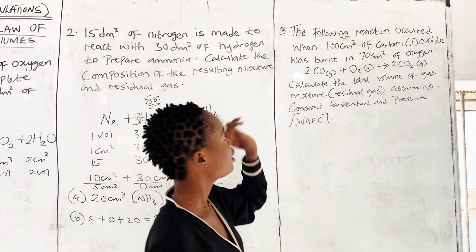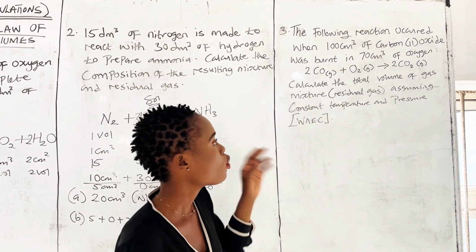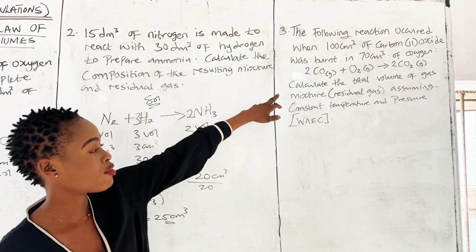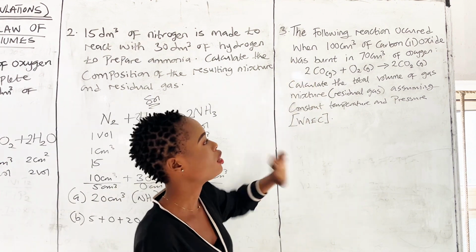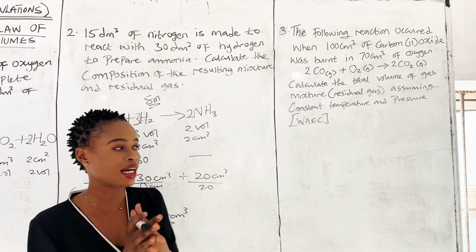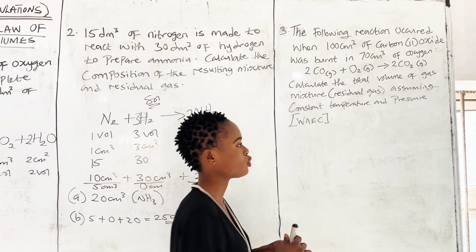But that said, let's take the last question. Last question says the following reaction occurred when 100 centimeter cube of carbon 2 oxide was burnt in 70 centimeter cube of oxygen. Then they will give us the equation, which is very unlike the previous questions, and the equation was already given. They now said calculate the total volume of gas mixture in brackets residual gas, assuming constant temperature and pressure. So this is a WAEC question. So let's see.